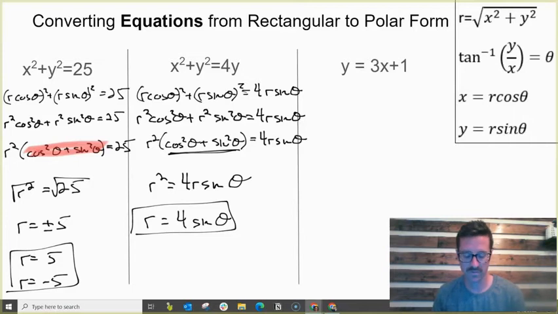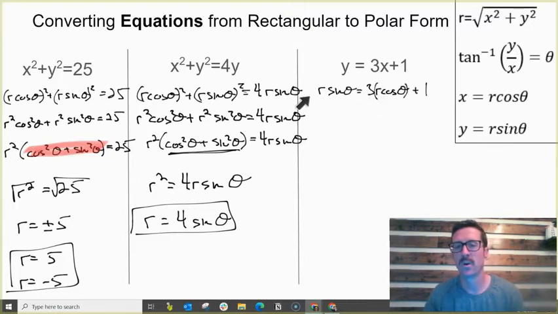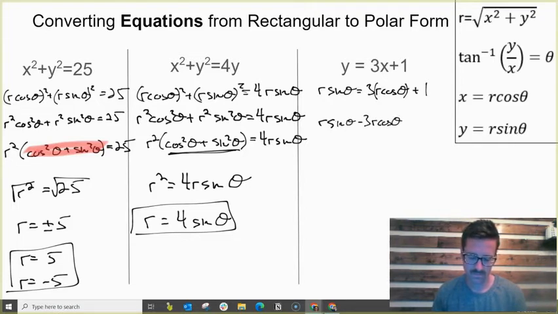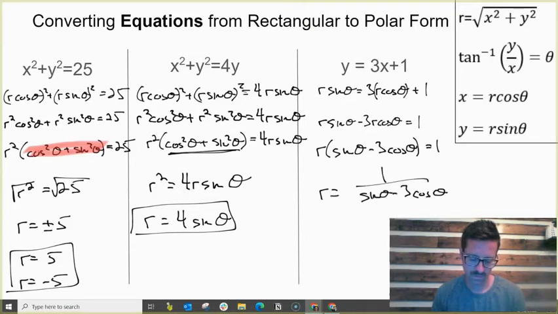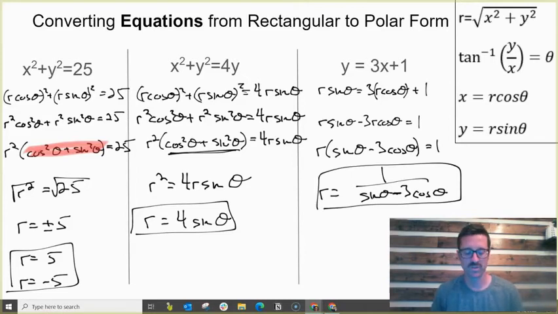Here's our last example of this type before we move to our next type. So I'm going to make my substitutions. Now notice on this one, we have an r on both sides of the equation. So I'm going to subtract this term from both sides. And I'm going to factor out my r. Lastly, I'm going to divide both sides by all the stuff. And that's going to be that last equation.